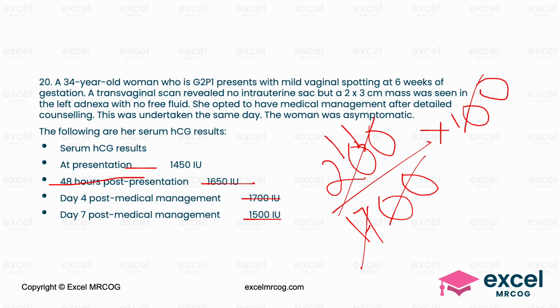So if that difference is not more than 15%, that means the medical method initially has failed. So in that case, you can give a second dose of methotrexate provided this value is less than 5,000. So it falls within the bracket for methotrexate. So you can give a second dose of methotrexate in this case.